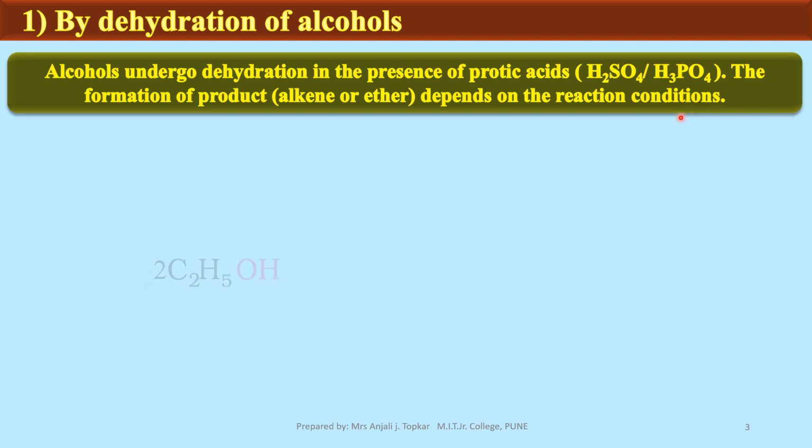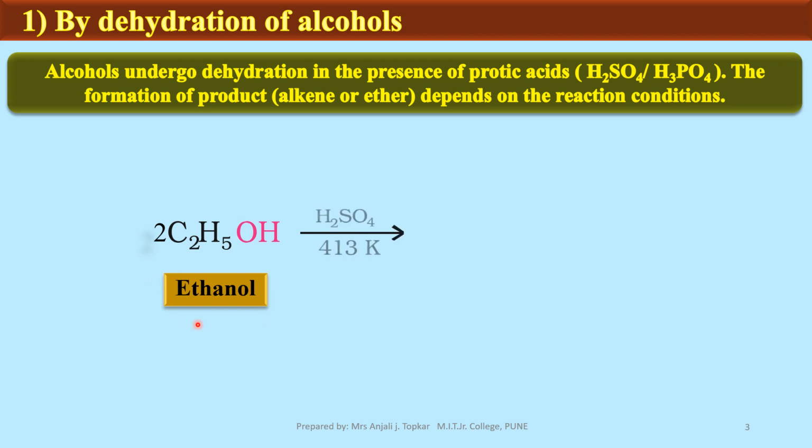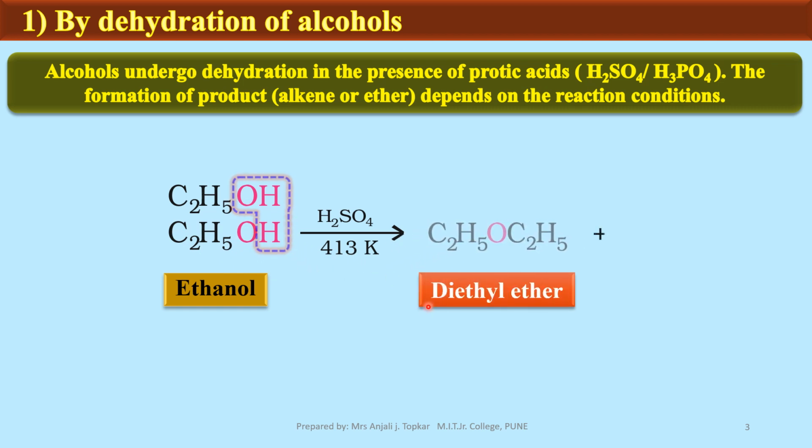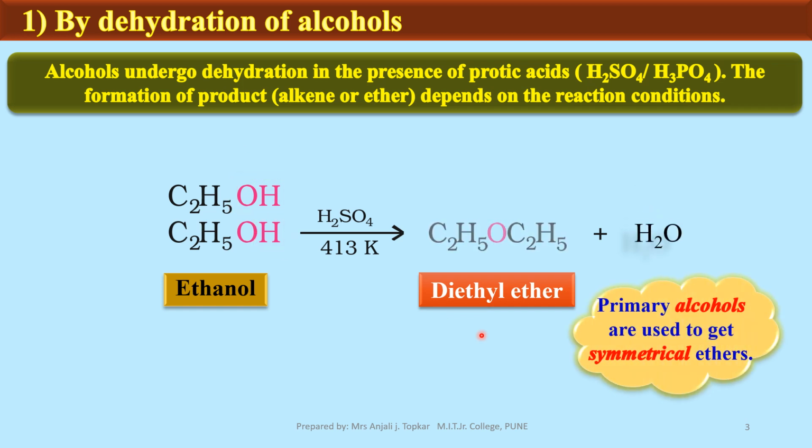Here this is ethanol. Ethanol in the presence of H2SO4 at 413 Kelvin requires 2 ethanol molecules. As you can see here, a water molecule is removed and formation of ether is taking place. Here the ether formed is diethyl ether plus water. Primary alcohols are used to get symmetrical ethers.